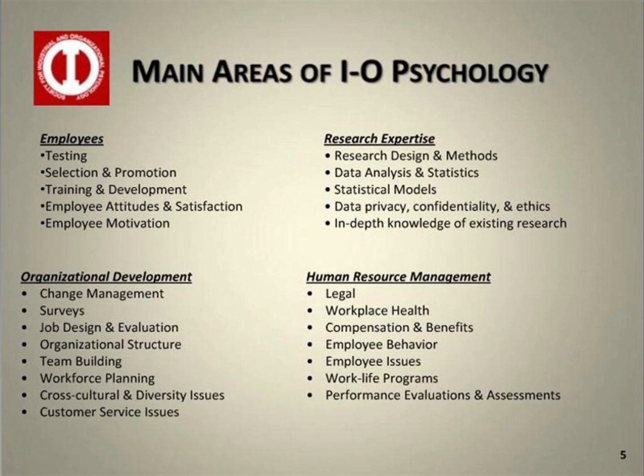These are some of the main areas of IO psychology. They include employee testing, selection and promotion, and employee motivation; organizational development, which includes survey design, job design, team building, and workforce planning. We, of course, contribute to research in data analysis and statistics, statistical modeling, and data privacy, confidentiality, and ethics issues. And, of course, human resource management, in which we contribute some legal, workplace health, and employee behavior research.